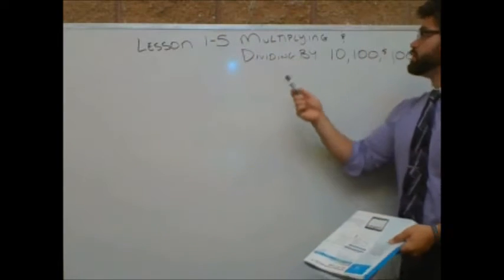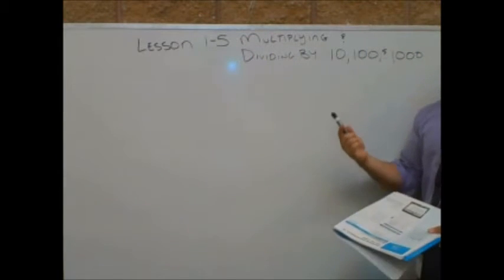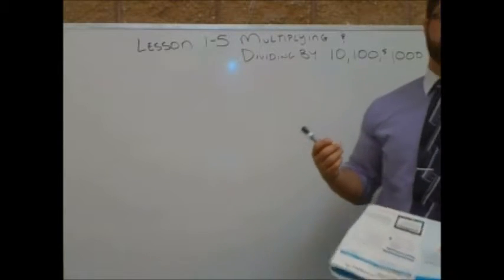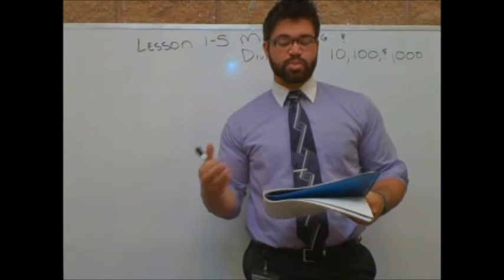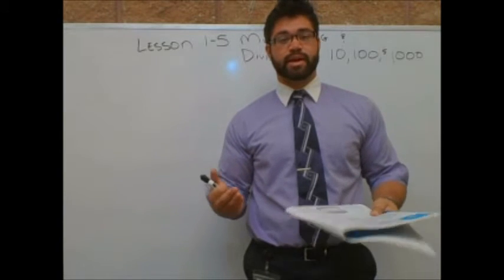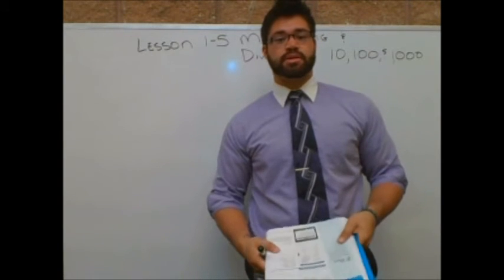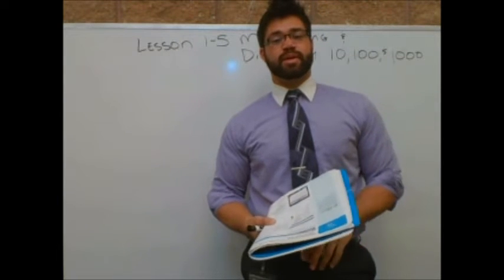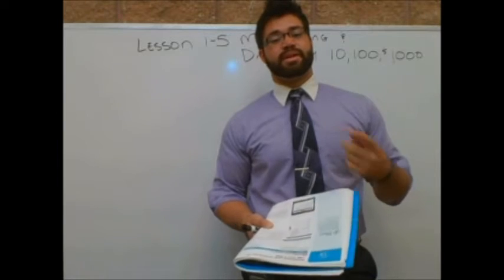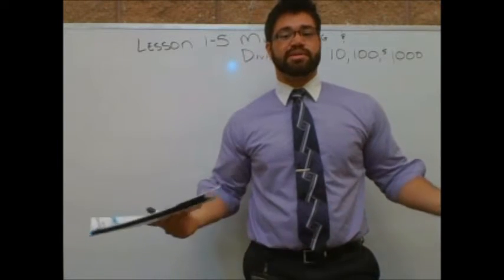Today we're going to be talking about multiplying and dividing by 10, 100, and 1000. What we're going to be doing is using place value and patterns to multiply and divide by powers of 10. So this chapter unit we've been talking about place value is going to come into play and hopefully make dividing and multiplying by 10, 100, 1000 a lot simpler for you.